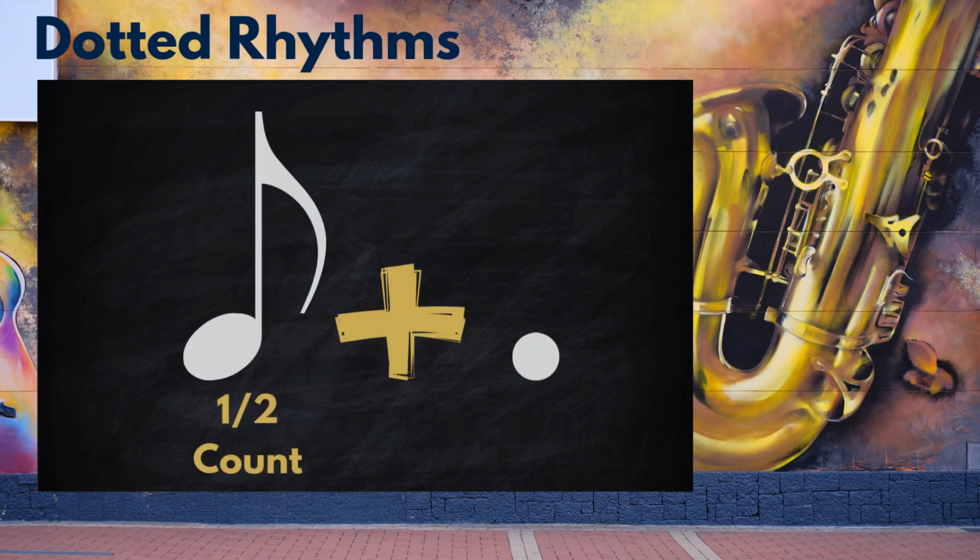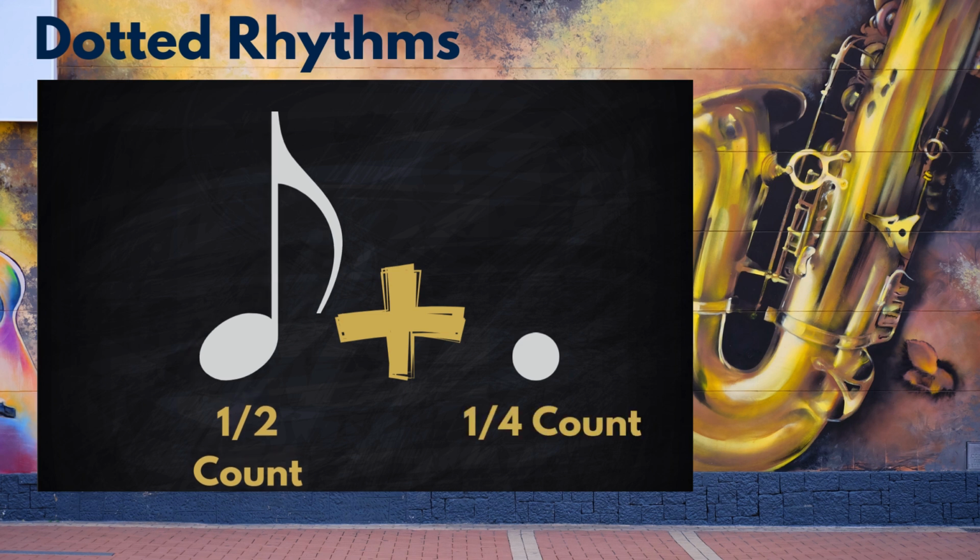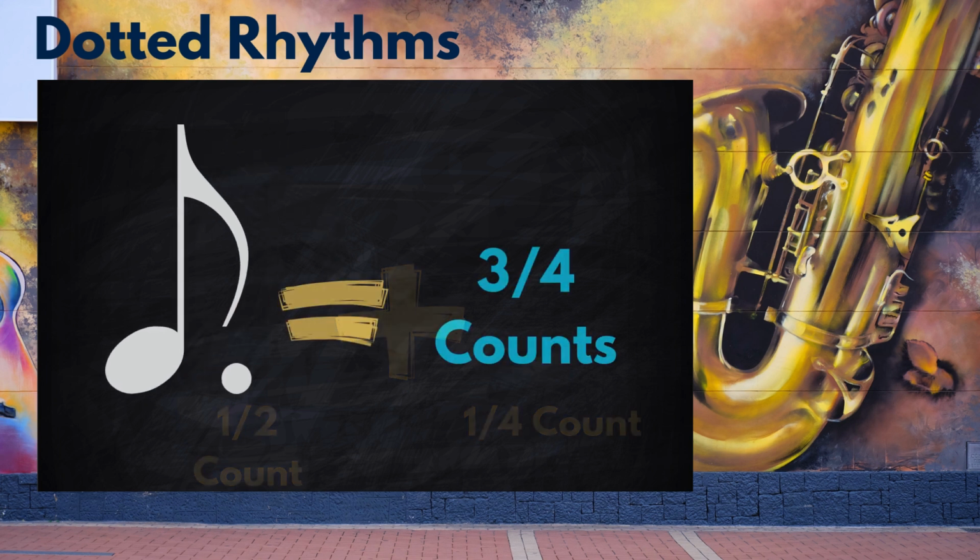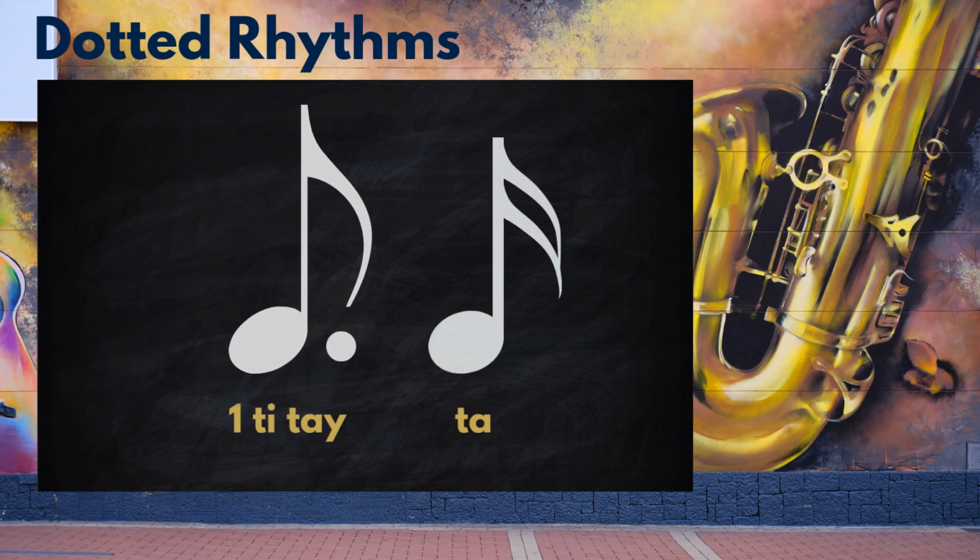An eighth note is half a beat. With a dot added, you add half of a half, or a quarter of a beat. So a dotted eighth note lasts for 3/4 of a beat. You count it like this: 1 t te, with the next starting on the last ta, usually a 16th note.